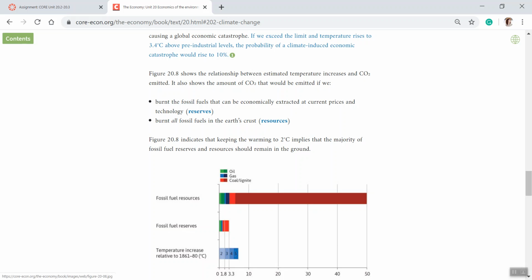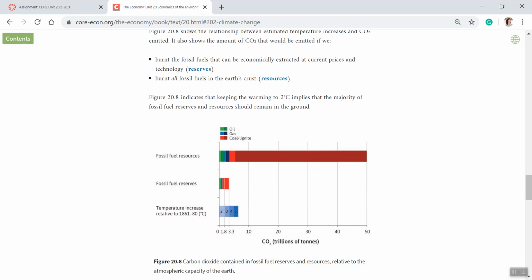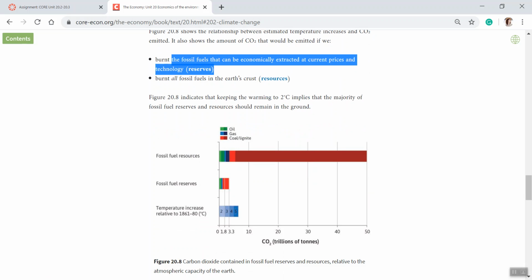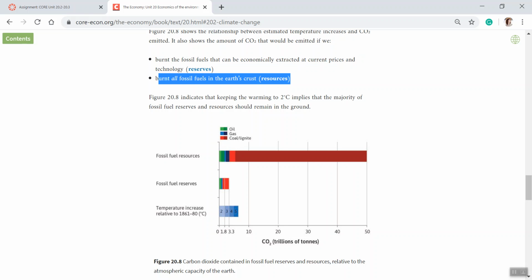Even though we talk about peak oil and the fact that it's a non-renewable resource, there's still quite a lot of resources. And that's what this chart's looking at right here, is how much CO2 would be emitted if we burnt all of the fossil fuels that can be economically extracted at a current price point. And we burn all the fossil fuels in the Earth's crust, the resources. That's what we had looked at with the last unit, the idea of resources versus reserves, right? We might have a lot of natural resources, but we don't use them all. Some of them are not easy to access.